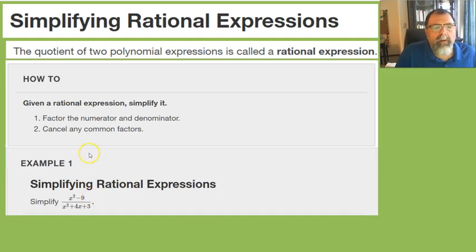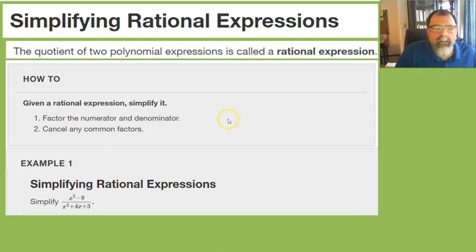polynomial, a constant polynomial. Okay, so the process is, if you're given a rational expression to simplify, factor the numerator and the denominator, and then you cancel any common factors, just like we would reduce a fraction.